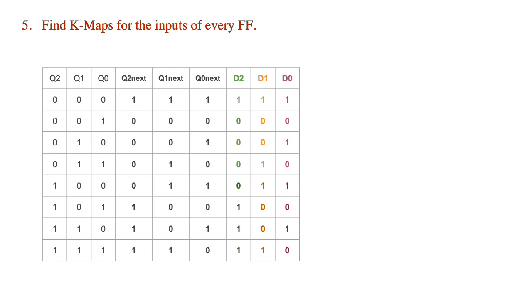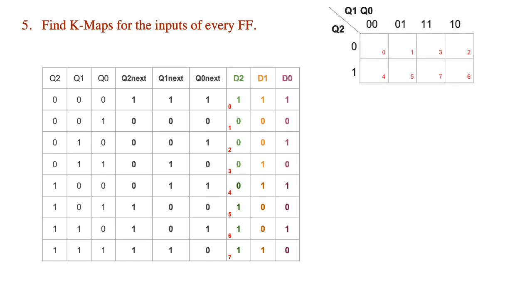Now the fifth step is to find K-maps for the inputs of every flip-flop we're using. We have 3 flip-flops, so we're going to start with a K-map for D2. Remember, if we assume the order from 0 to 7, when we implement the K-map, remember to skip a number here.